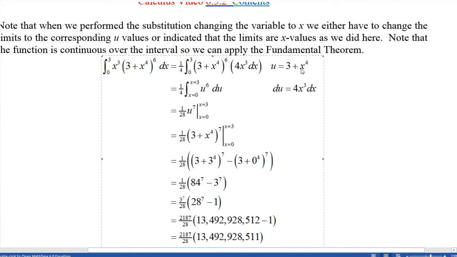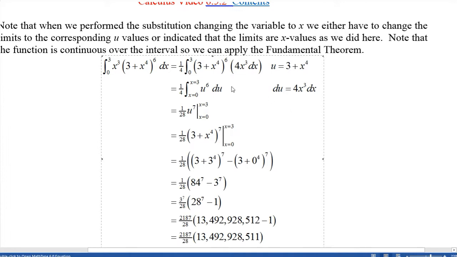Now I find the derivative. Well, the derivative of 3 is 0. The derivative of x to the fourth is 4x cubed. And then, of course, we always have our dx here. So du is du over dx times dx. Du over dx, of course, is 4x cubed, but then we have our dx.